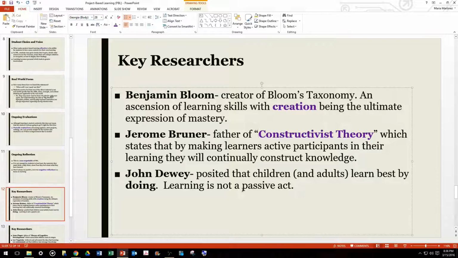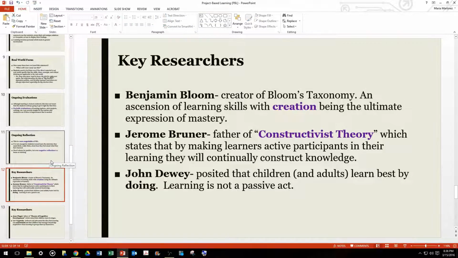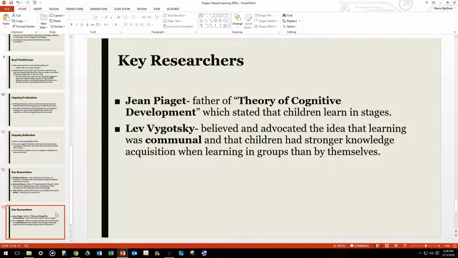We have John Dewey, who posited that children and adults learn best by doing, that it's not a passive act. If we just tell people something, they are not going to remember it forever. And we, of course, as educators, know that just telling people things doesn't mean they've automatically acquired the knowledge. They might be able to repeat it to us, but that doesn't mean that they actually know it. Jean Piaget is the father of theory of cognitive development, which basically said that children learn in stages, and so that there are stages of learning.